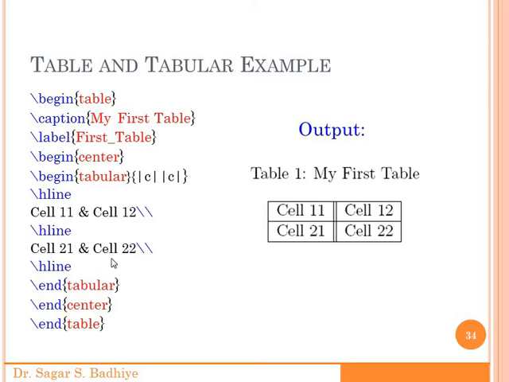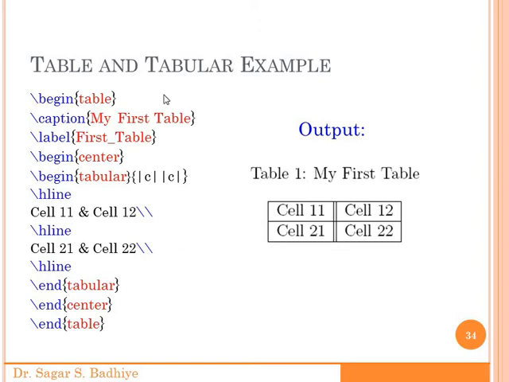Then here the content of the table is filled completely, so we'll end the tabular environment, then we'll end the center environment, and finally we'll end the table environment. So the nesting of the commands should be done properly in order to create a proper table.